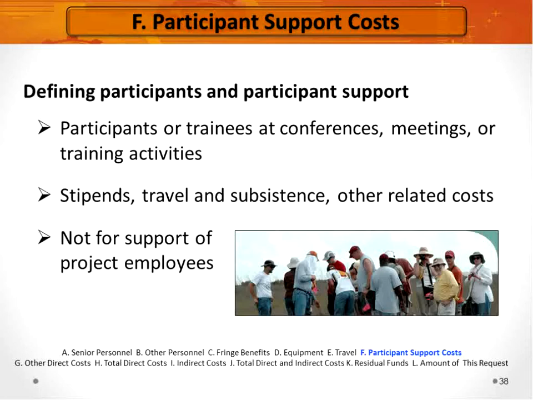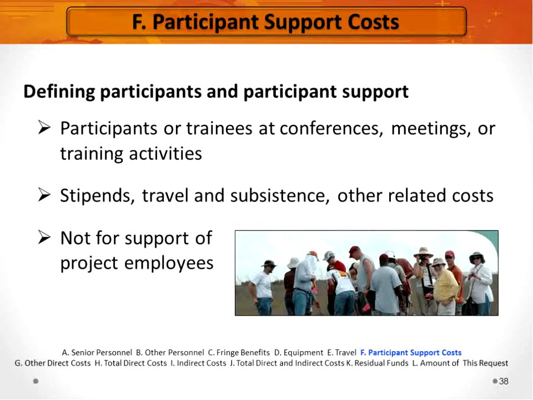And now we move into participant support. So if your college is planning to host or offer conferences, meetings, training workshops, or other short-term instructional activities as part of your grant, then the cost to support those participants or those trainees at those events would be budgeted here under participant support. So participant support costs can be used for stipends, travel, and other related costs to support attendance at workshops or conferences.